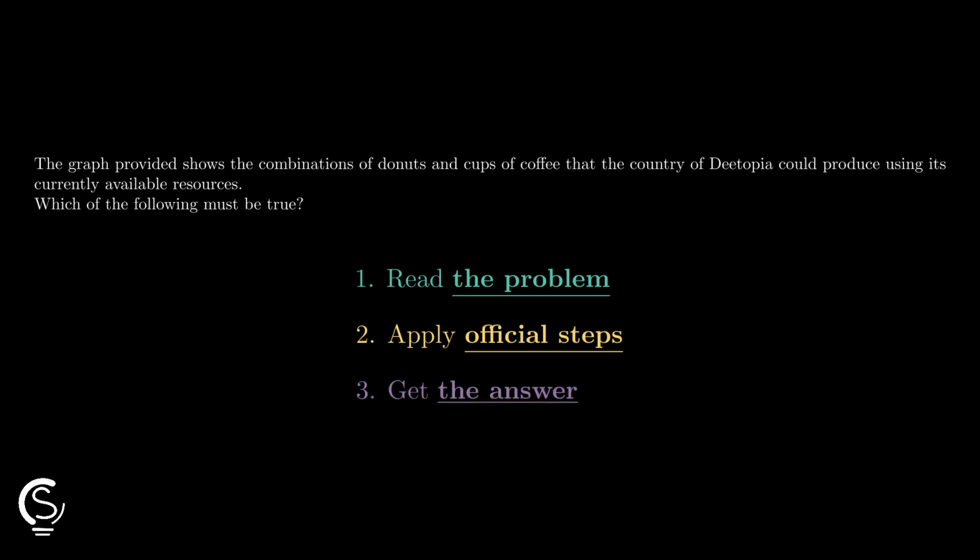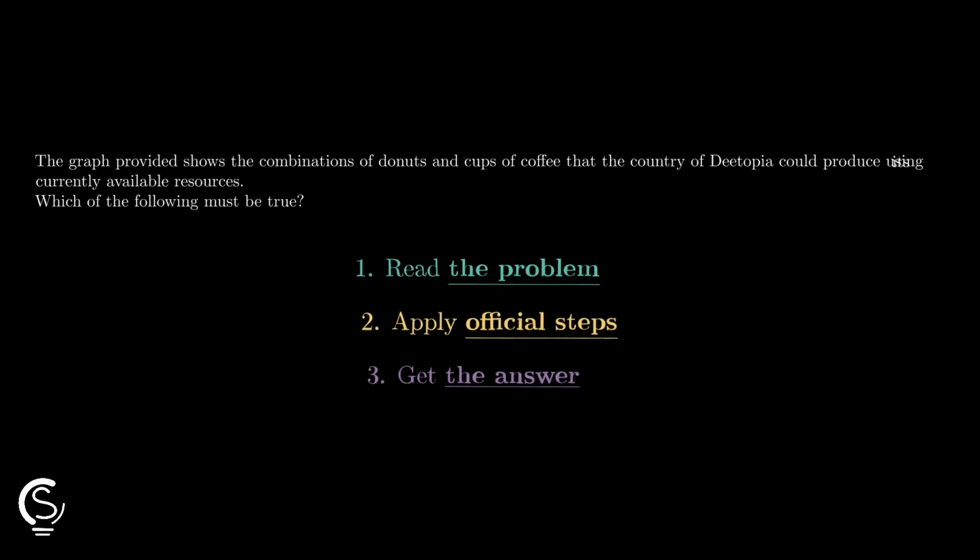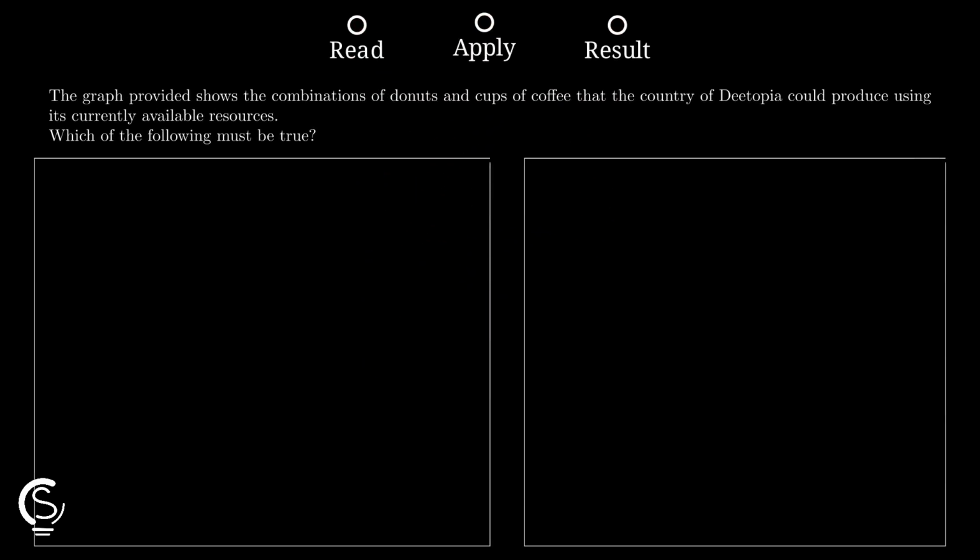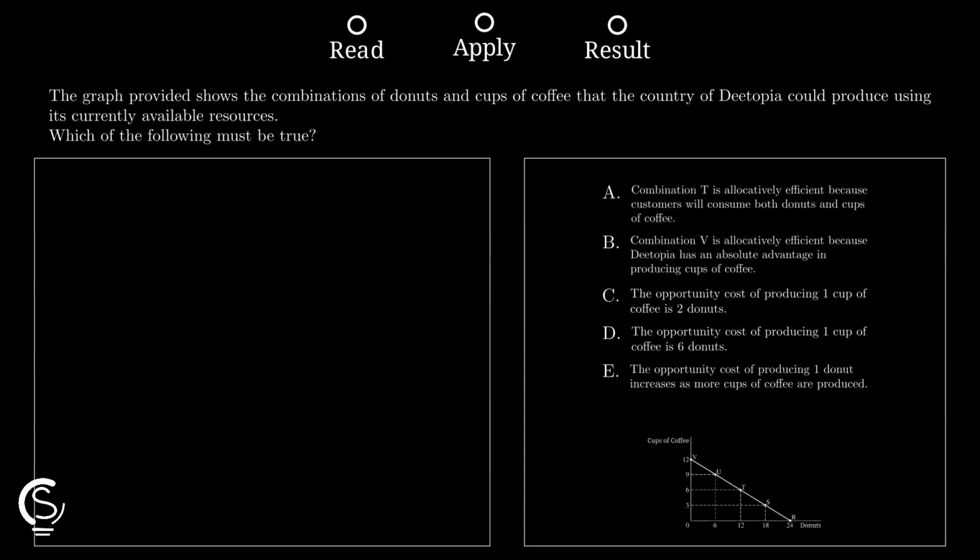Datopia's production graph looks tricky. Let's analyze the resources and find which statement must be true right now. Watch this. First, look at the intercepts on the graph to see the maximum production. Datopia can produce either 6 cups of coffee or 12 donuts using all of their currently available resources.